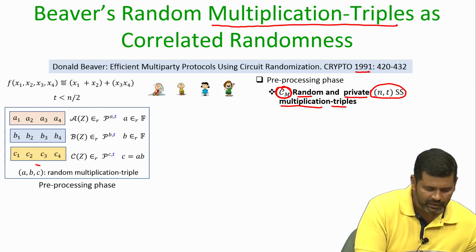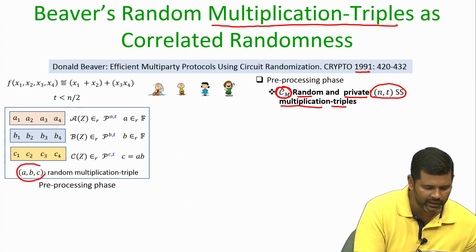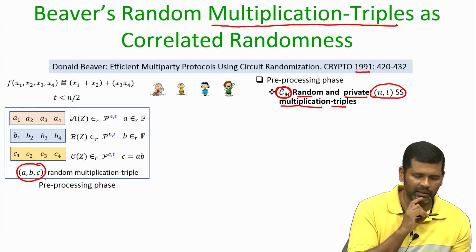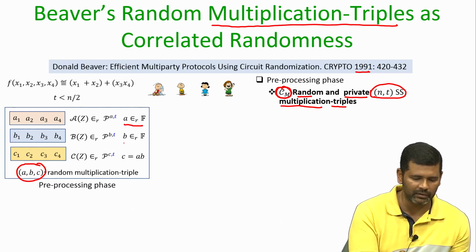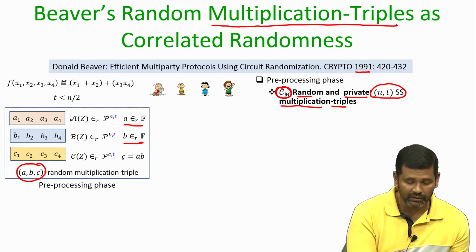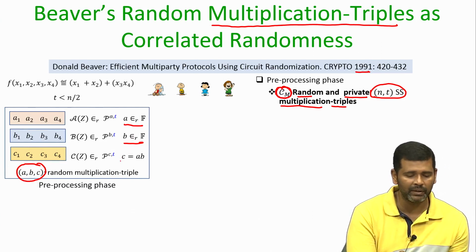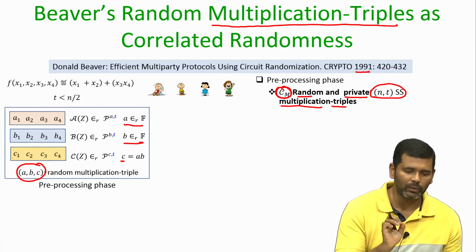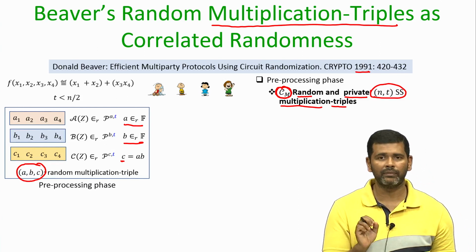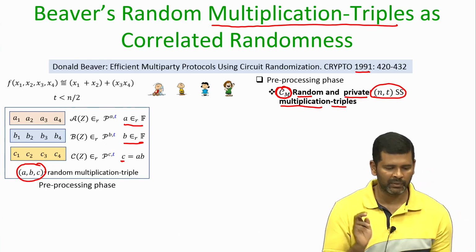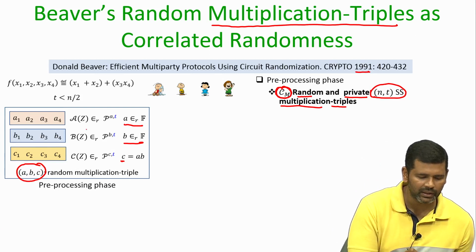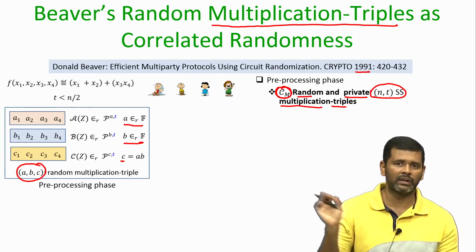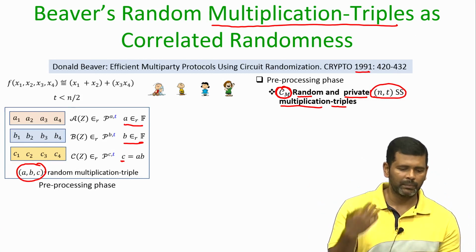In the pre-processing phase somehow the parties would have generated secret shares of the secrets A, B, C, where A and B are random field elements, and C will be the product of A and B. It will be known that C is the product of A and B, but the exact value of A, B and C will not be known; rather the parties will hold shares of A, shares of B and shares of C.